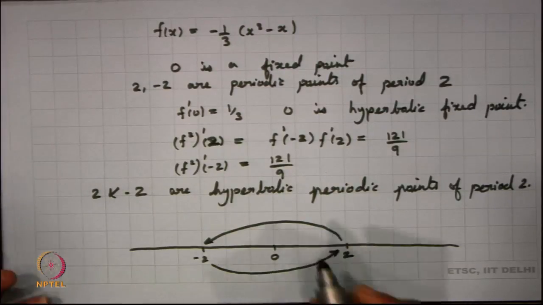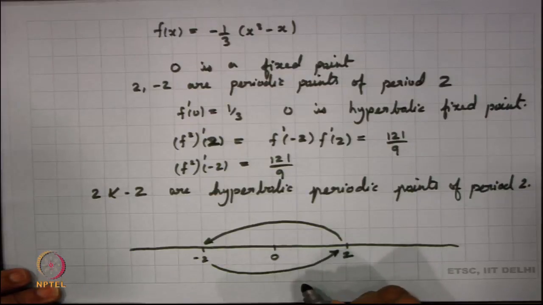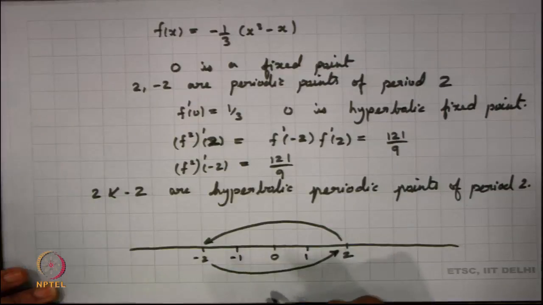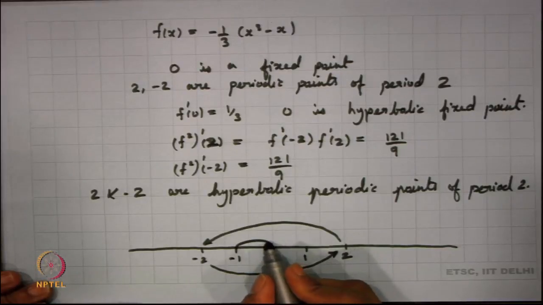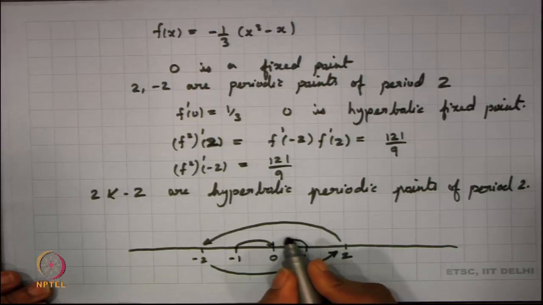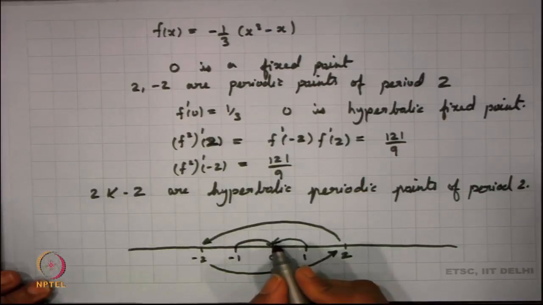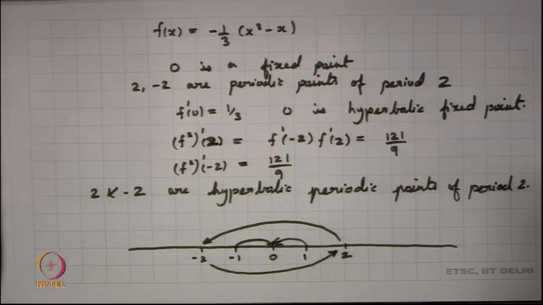What happens to 1 and minus 1 here? If you look into 1 and what happens to minus 1, then 1 and minus 1 under this map both map to 0. So, 1 is mapped to 0, minus 1 is mapped to 0; these both are mapped into 0. What happens to a typical point between 0 and 2 here?